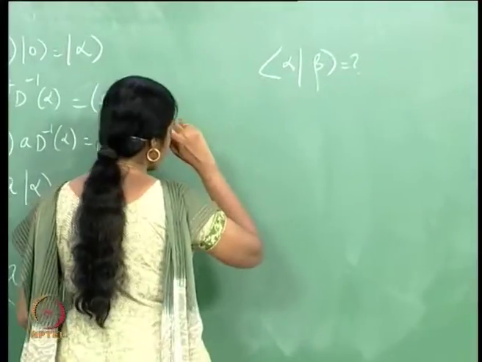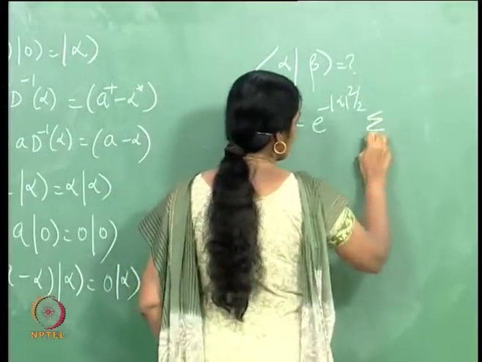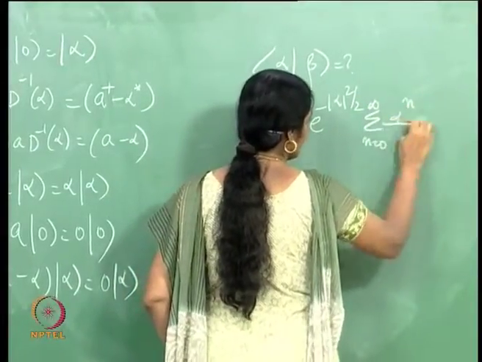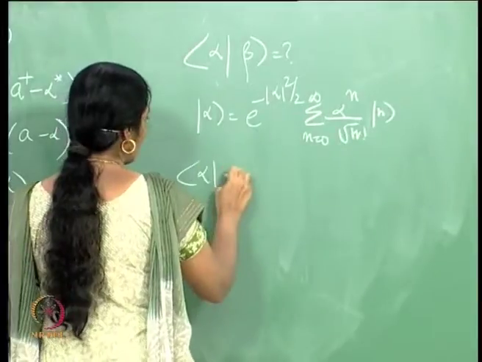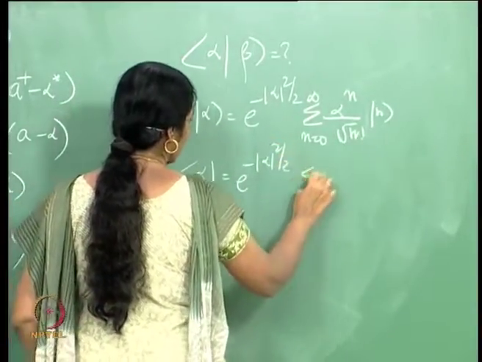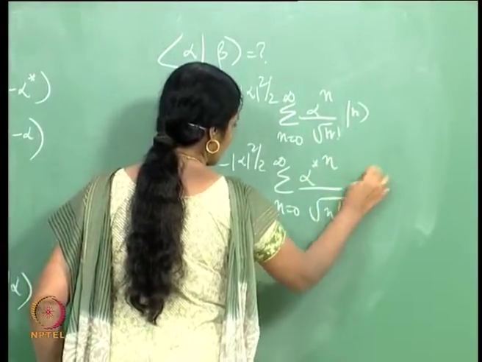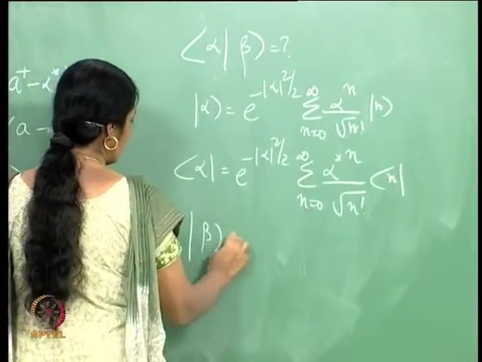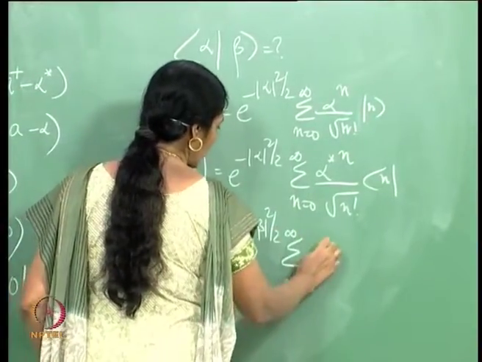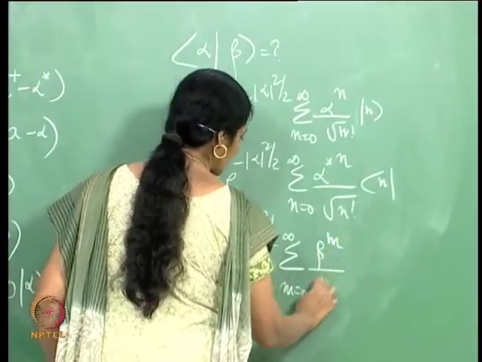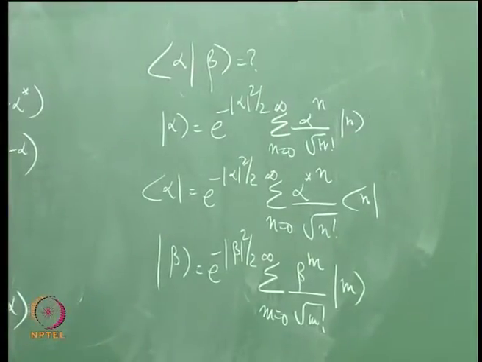So, let me look at this. Ket alpha is e to the minus mod alpha squared by 2, summation n equals 0 to infinity, alpha to the n by root n factorial ket n. Therefore, the bra is this object, and ket beta is e to the minus mod beta squared by 2. I will use a different index for the summation so as to avoid confusion. It is the same Hilbert space that I am looking at.